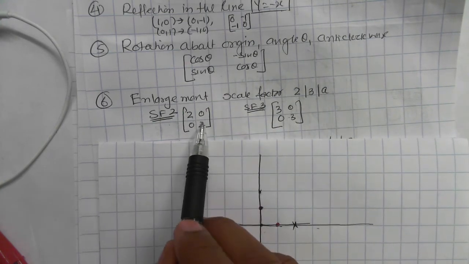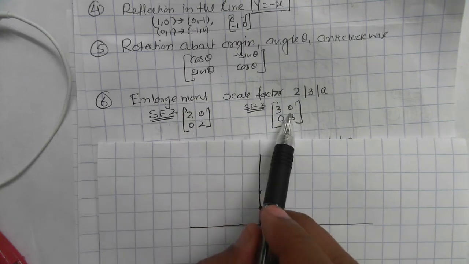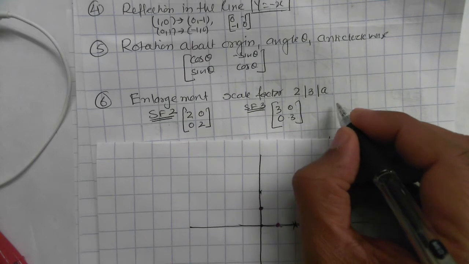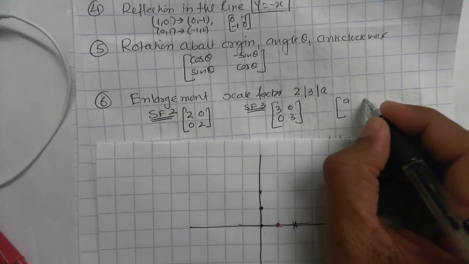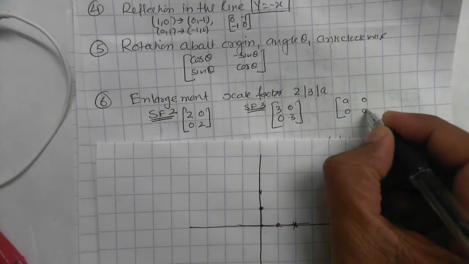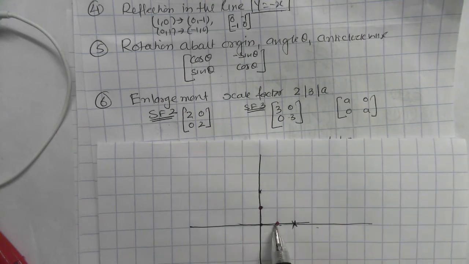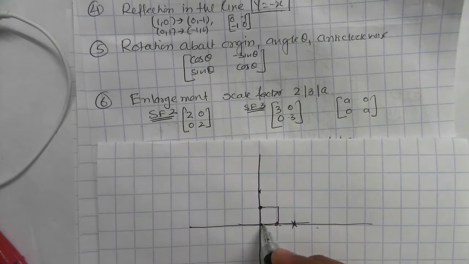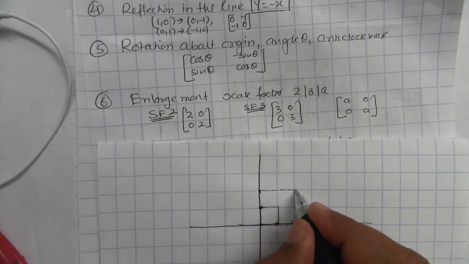So scale factor A should be A, 0, 0, A. And remember, this enlargement is happening in both directions. It is happening in x direction as well, y direction as well. So this unit square with the scale factor 2 will become this. Okay, enlarged in the x direction as well, enlarged in y direction as well.